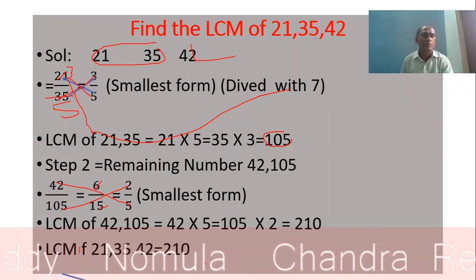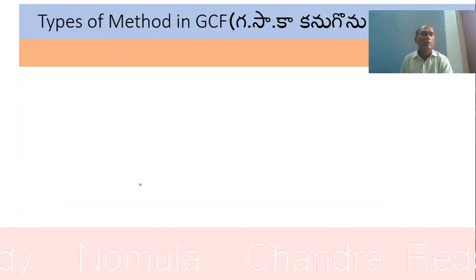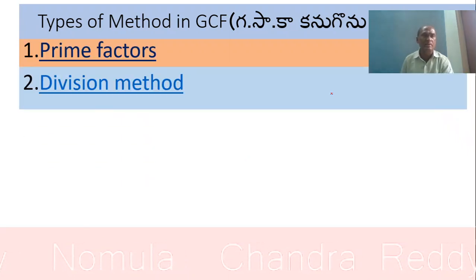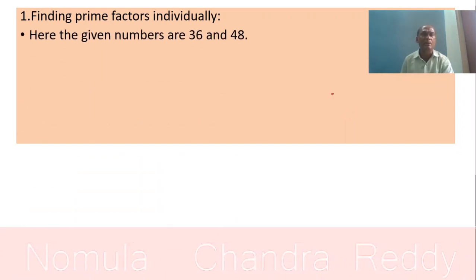Next, another problem. Methods of finding GCF: first prime factors, division method and Vedic maths. First prime factors, find the division.